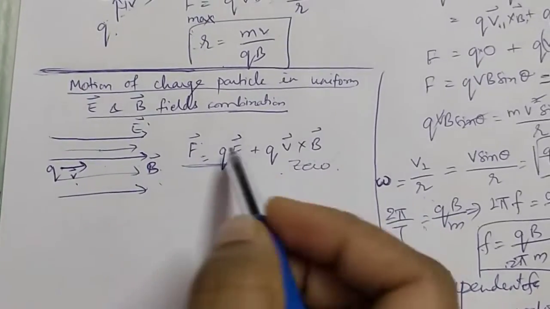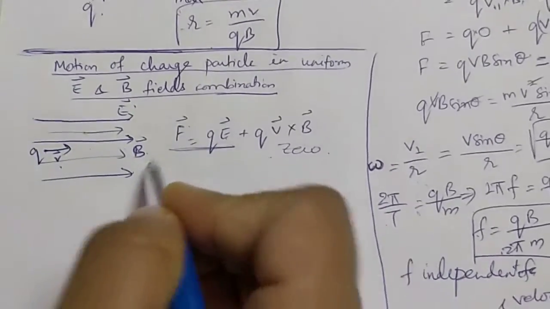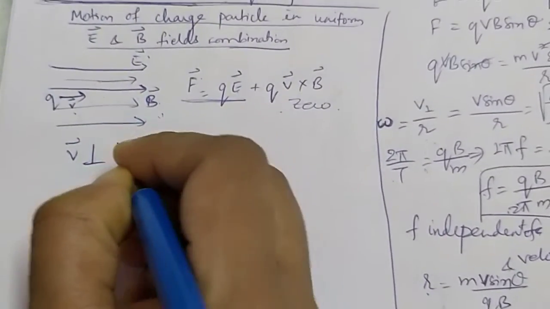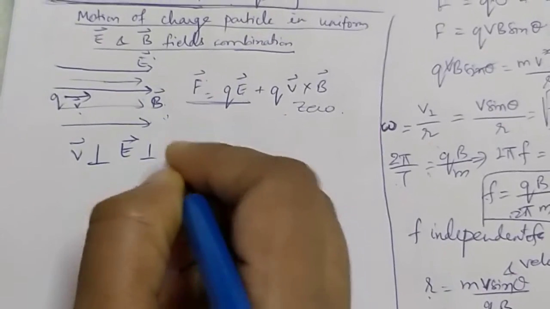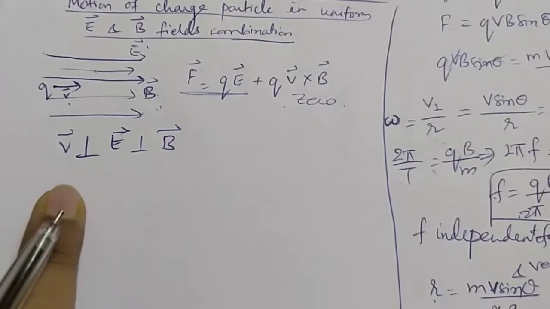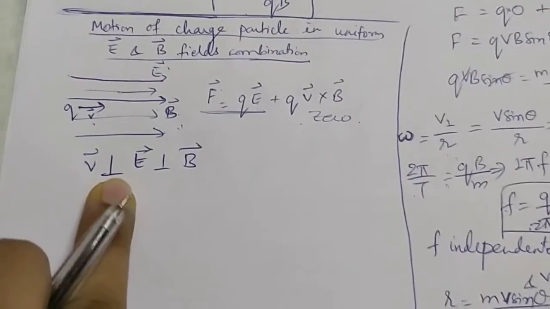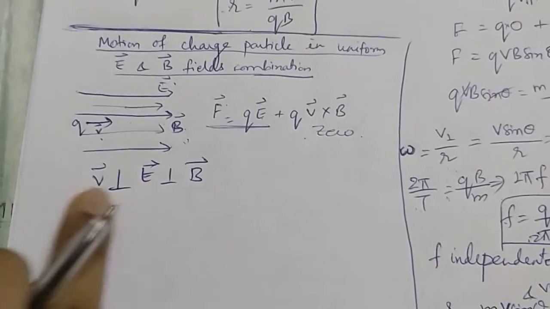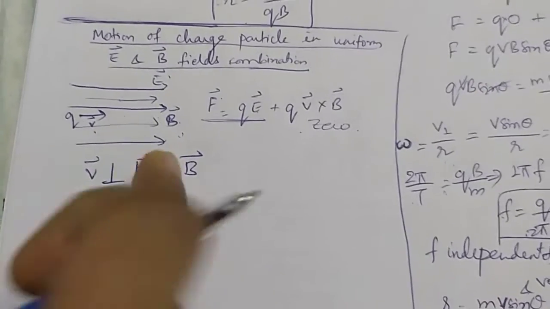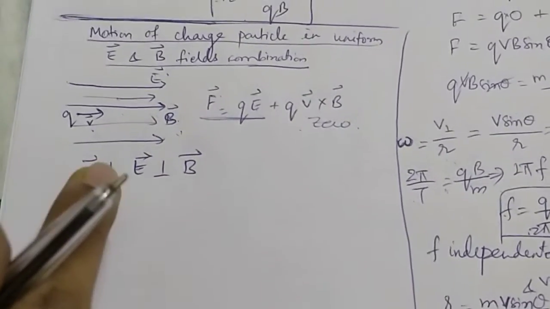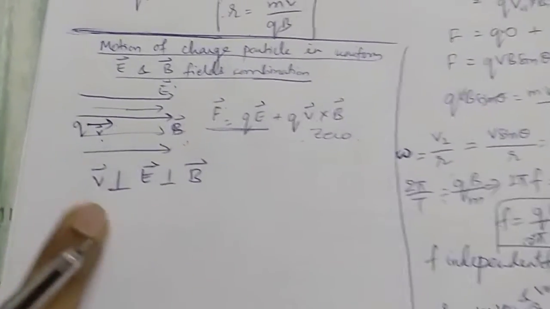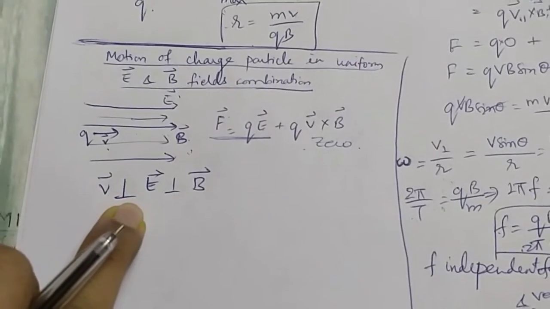Now what if suppose all the three V, E, B, are mutually perpendicular to each other? If V is perpendicular to E and perpendicular to B, so if they all are perpendicular to each other, we can get a special case. Every time when they are mutually perpendicular to each other, you won't get a special case, but when they are perpendicular to each other, we may get a special case, and that special case is of a velocity selector. So remember, whenever you have a velocity selector case, it has to be this special case.